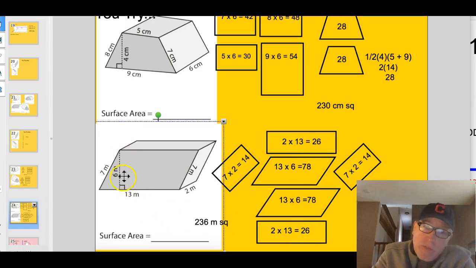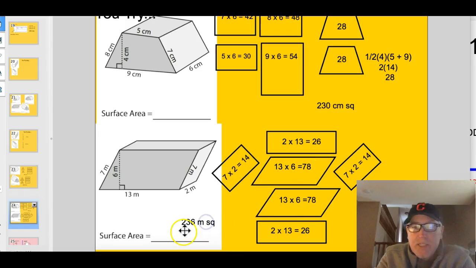Now all you have to do is find the area of the parallelograms. Now you may have forgotten, but the area of a parallelogram is just the base times the height. Well, base times height. It keeps coming back, right? 13 times 6. Well, 6 times 10 is 60. 6 times 3 is 18, so that's going to be 78 for both of those. So add these all together. 14 plus 14 plus 26 plus 26 plus 78 plus 78. 236 meters squared.